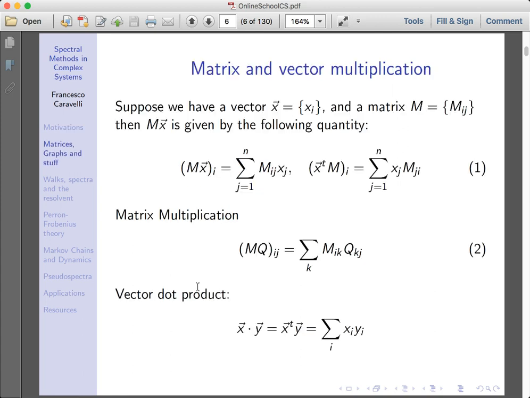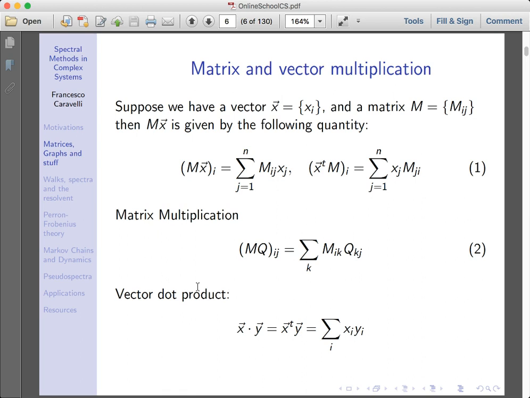So here I'm going to define right and left vector-matrix multiplication, matrix multiplication, and the vector dot product. These are basic definitions. If you have a matrix, you can apply it to a vector by summing over the indices, and of course you can do the right and the left vector multiplication.